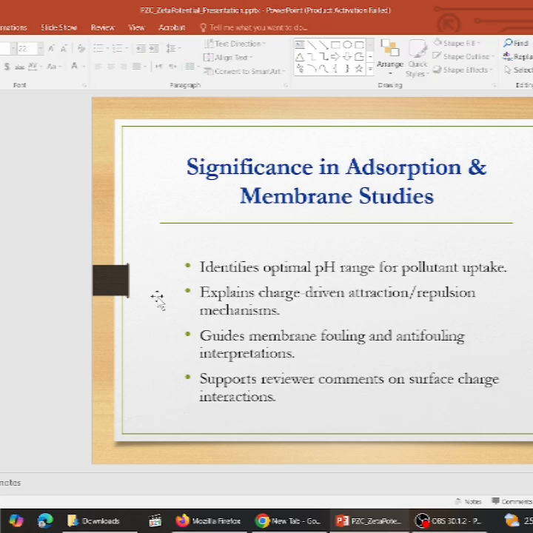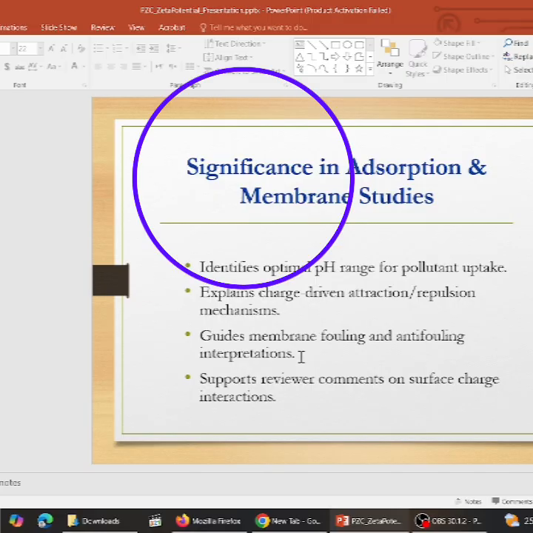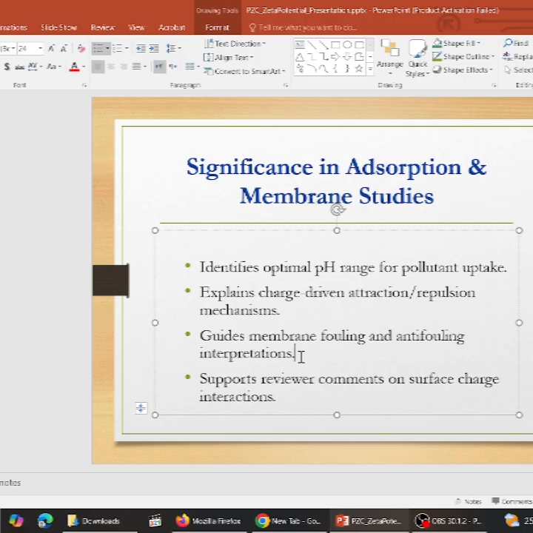Now, the significance in adsorption and membrane studies: it identifies the optimal pH range for pollutant uptake or removal, explains the charge-driven attraction and repulsion mechanism, and guides membrane fouling and anti-fouling interpretations, that is, when the membrane will be susceptible to fouling or anti-fouling. It also supports reviewer comments on surface charge interactions. If you are submitting a manuscript and getting comments from reviewers, you can support your membrane studies, your effect of pH, or your mechanism with the point of zero charge study. So you have to do this.